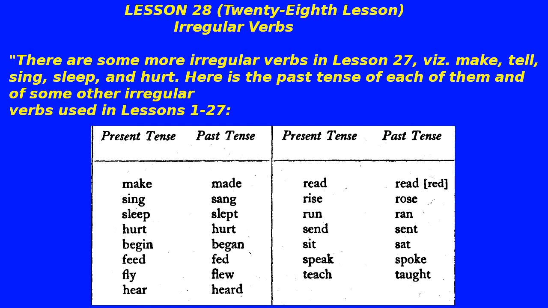Lesson 28. Irregular verbs. There are some more irregular verbs in Lesson 27, viz. make, tell, sing, sleep, and hurt. Here is the past tense of each of them and of some other irregular verbs used in Lessons 1 to 27. Present tense, past tense: make, made; read, read; sing, sang; rise, rose; sleep, slept; run, ran; hurt, hurt; send, sent; begin, began; sit, sat; feed, fed; speak, spoke; fly, flew; teach, taught; hear, heard.